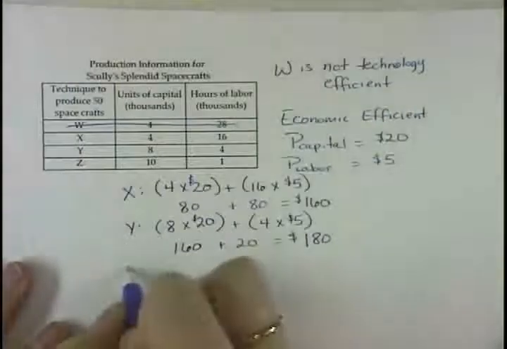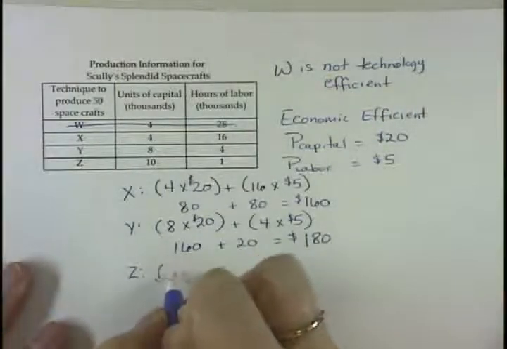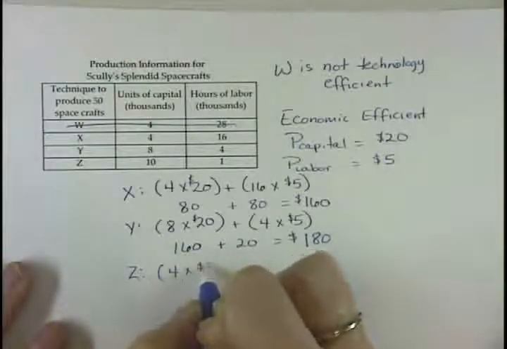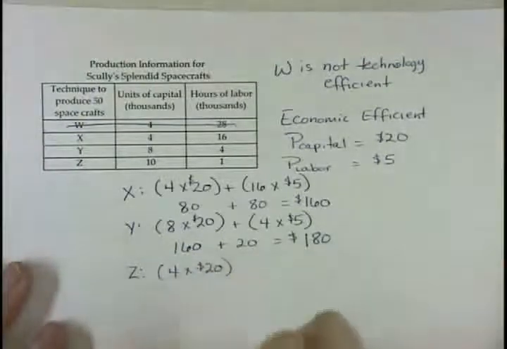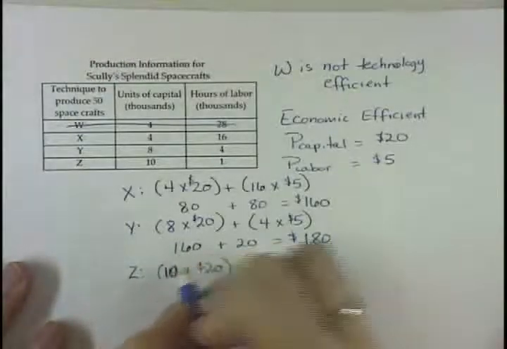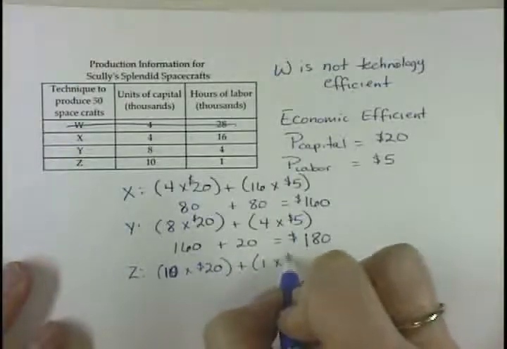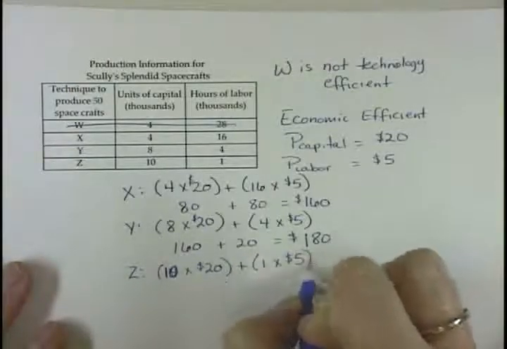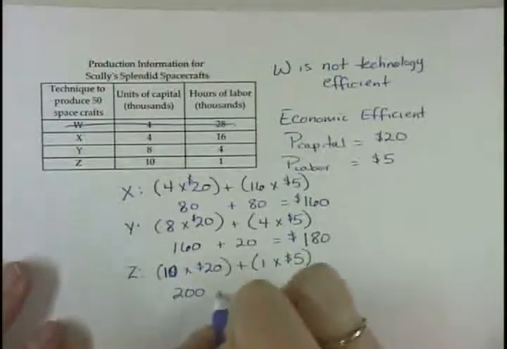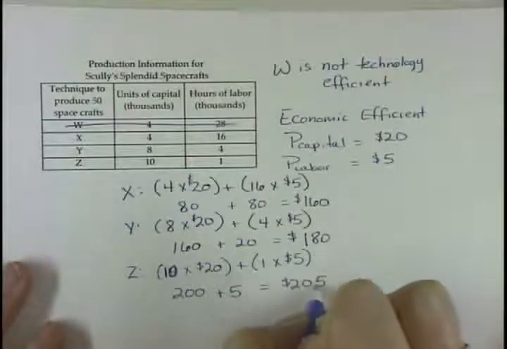Let's do that for Z. Again, we take the number of units needed for capital, which would be, I'm sorry, 10 here. Each unit of capital costs us $20. So 10 times 20 plus 1 unit of labor at $5 each. So we have $200 plus 5 is $205.